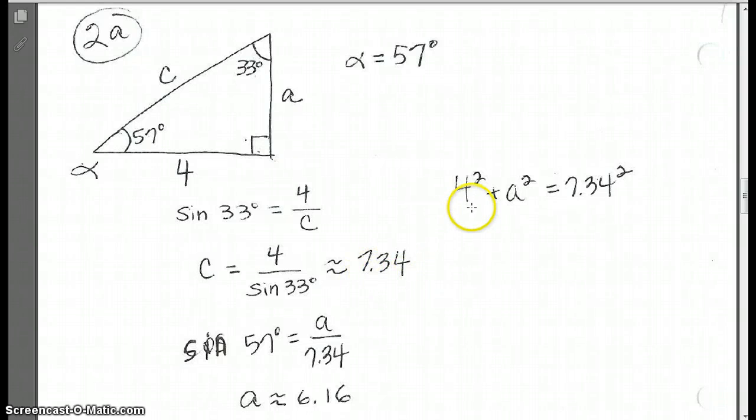And then we can use the Pythagorean theorem to find the missing side. I know this side is 4. I'm looking for side A, and you found the hypotenuse. The other way you can do it is the same technique. You're looking for A. You found that the hypotenuse was 7.34. So you could say that the sine of 57 is opposite over hypotenuse, multiply both sides by 7.34 to get A by itself.